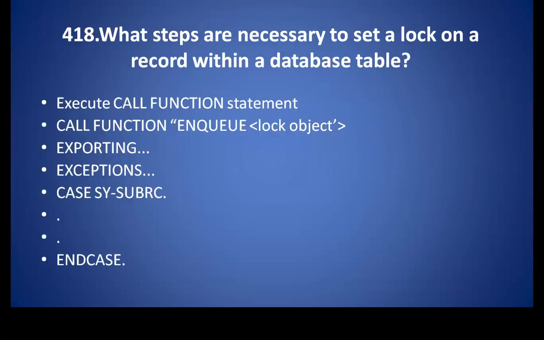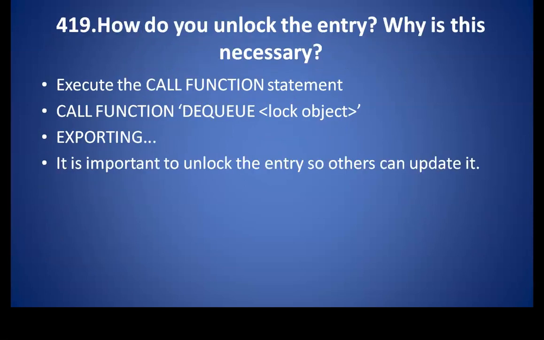So if the object is not logged, the function module sets the log. What steps are necessary to set a log on a record within a database table? So execute the call function statement. So we have a call function, we have the ENQUEUE, and in the angular brackets we need to write the log object name, and you need to call it. So exporting, exceptions, and we can check the sy-subrc values.